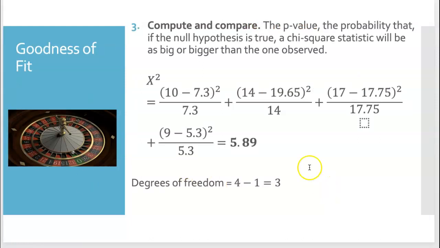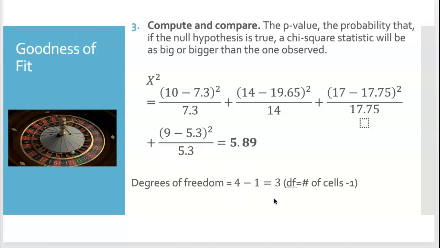Sometimes we need to estimate something with the data, so that's when it would change. But in general, the degrees of freedom are number of cells minus 1. It's not 50 minus 1. That's not our sample size minus 1, but it's the number of cells minus 1. So we have 4 cells minus 1.